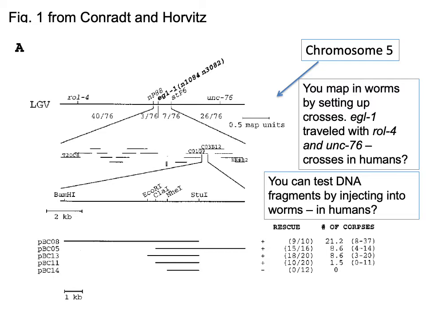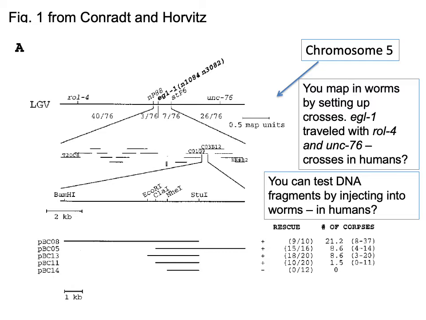So therefore, they were able to place EGL1 on chromosome 5, in between ROL4 and UNC76. Now, you might wonder, well, we can't really take the same approach in humans. We can't actually set crosses and ask different human individuals to mate together to see what traits travel together. So our approach for mapping genes in humans is going to be a little bit different.